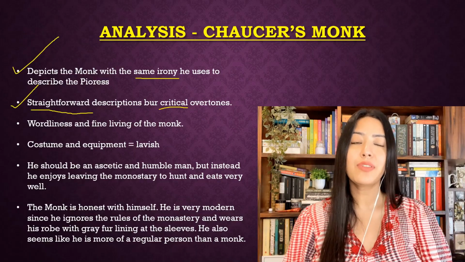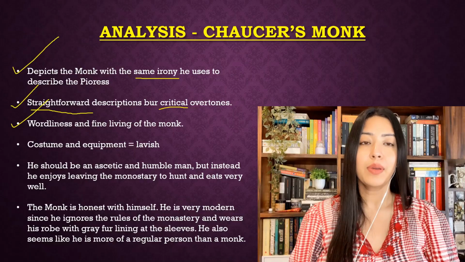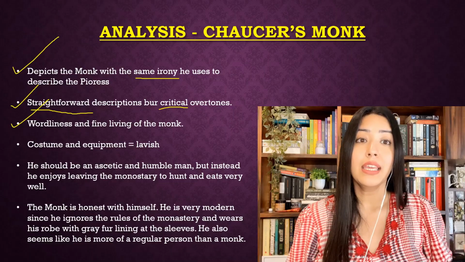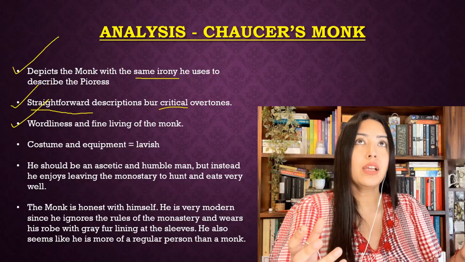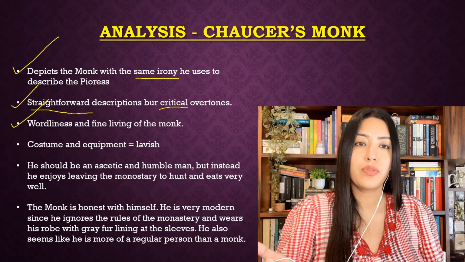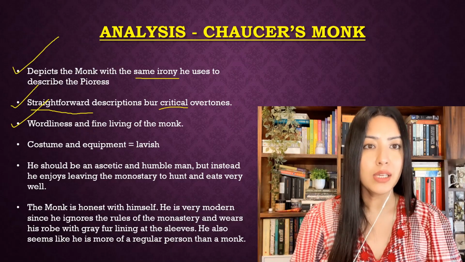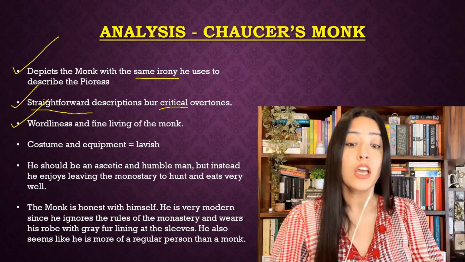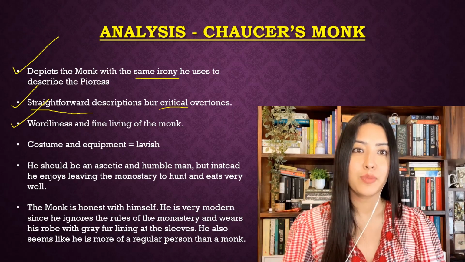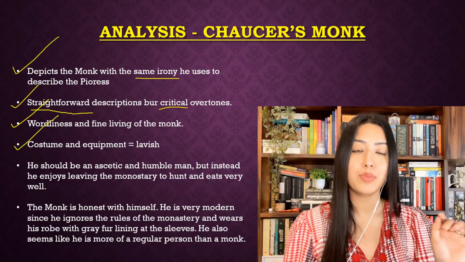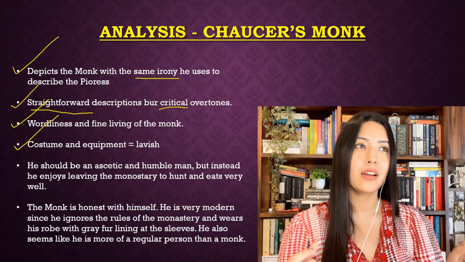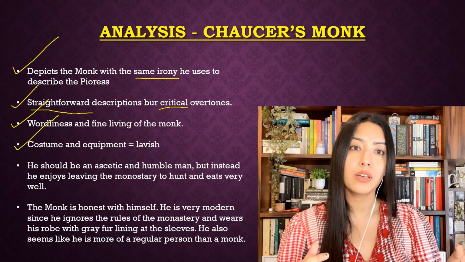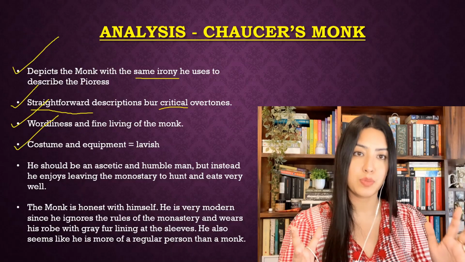So worldliness and fine living of the monk is another hint at that, because a monk is supposed to be lean and thin. That's our stereotypical idea of a monk. But this monk, he is fat. His favorite food is the roast of the fat swan. That's what he likes to eat. He's of good circumstance, he's of good shape, he's a good looking monk and all that. So it's worldliness and fine living of the monk, again, that highlights to us the corruption and the materialistic things that had actually seeped into the church, seeped into this whole realm of spirituality.